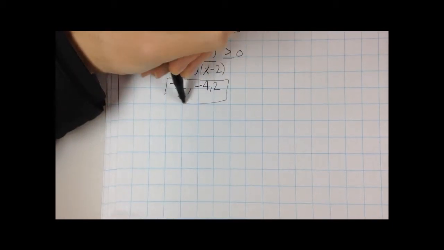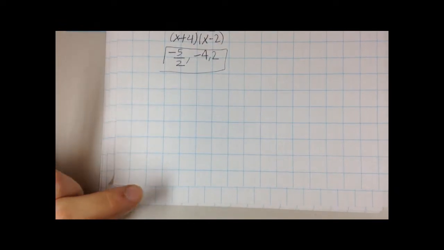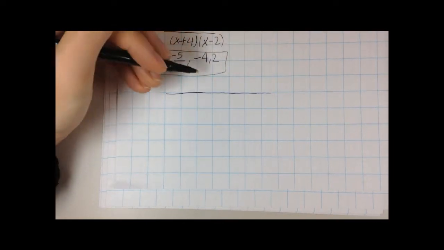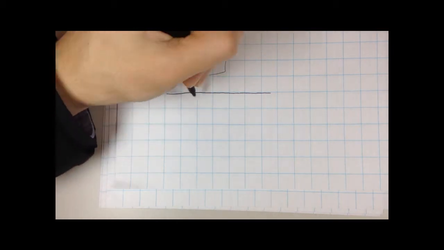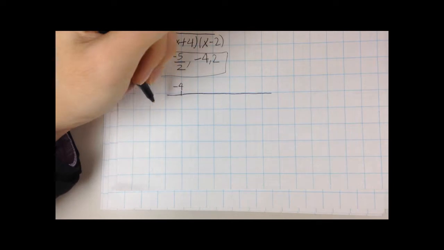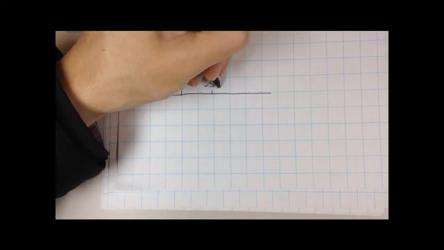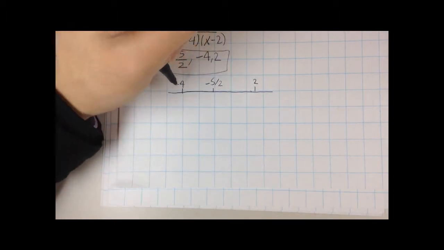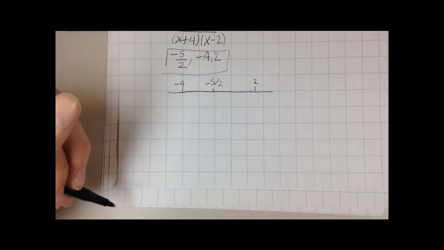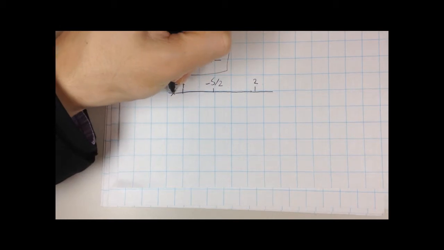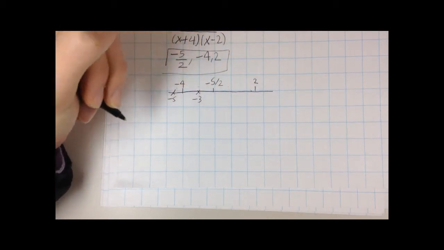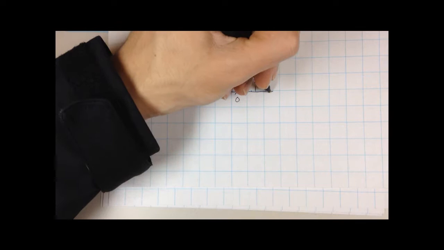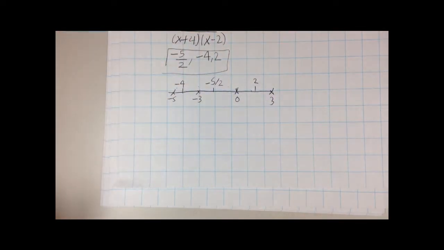So now that we have our zeros, we're going to draw a number line. And once again, we're going to place all our points on this number line. So we're going to have negative 4 on the left, negative 5 over 2, and 2 off here. And so once again, we have to pick a point from each one of these intervals. So I'm going to test negative 5, negative 3, then here I can go with 0, and here I'm going to go with 3 as my test point.